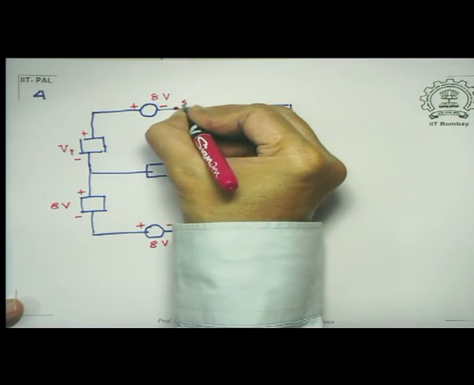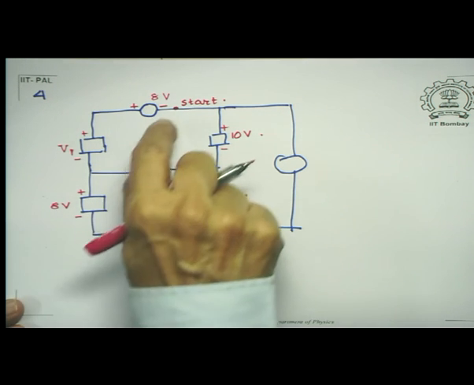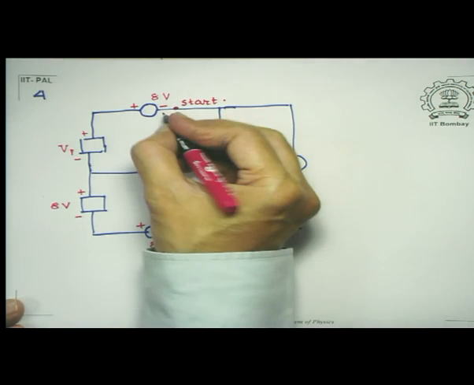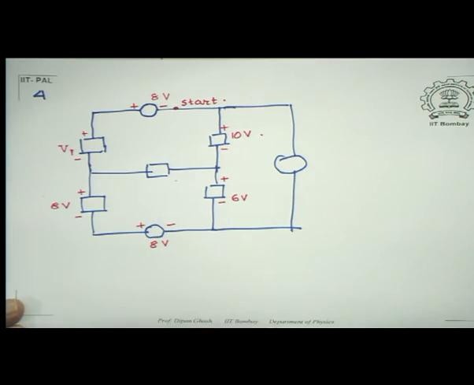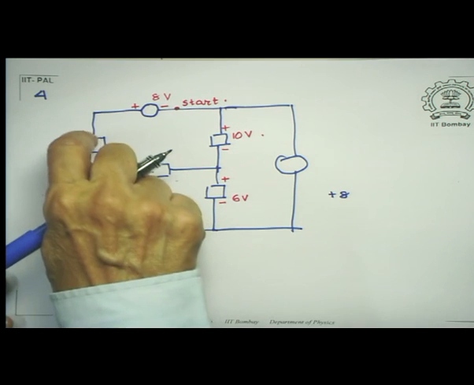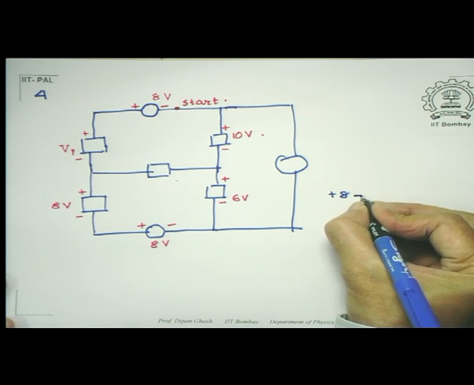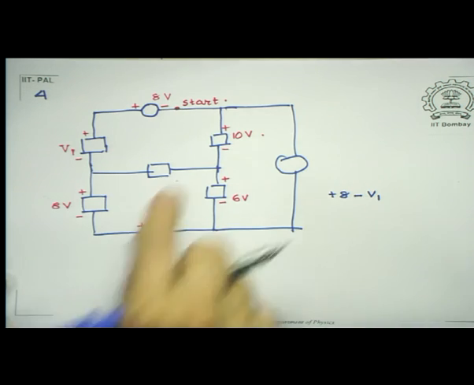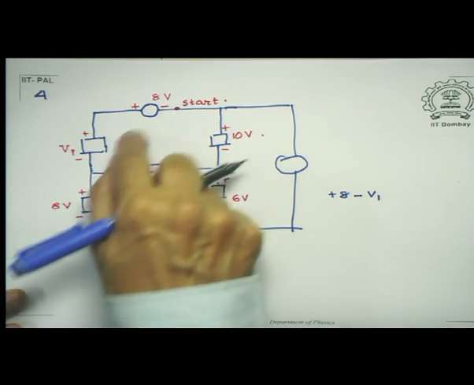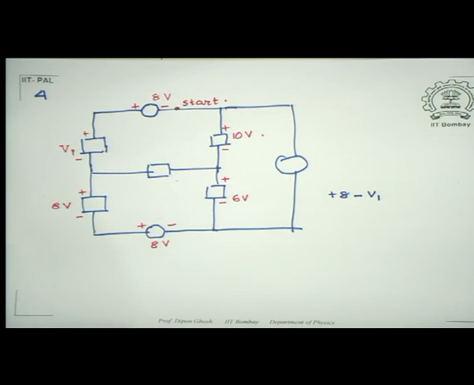So let me say that I start here. So when I cross from this point to that point, my voltage rises by 8 volts. So I have written plus 8. Here, this end is plus, this end is minus. So therefore, it drops minus V1. So what I am doing is this. I am not going to go around this. That is because this data is not known to me. But what I will do is this.